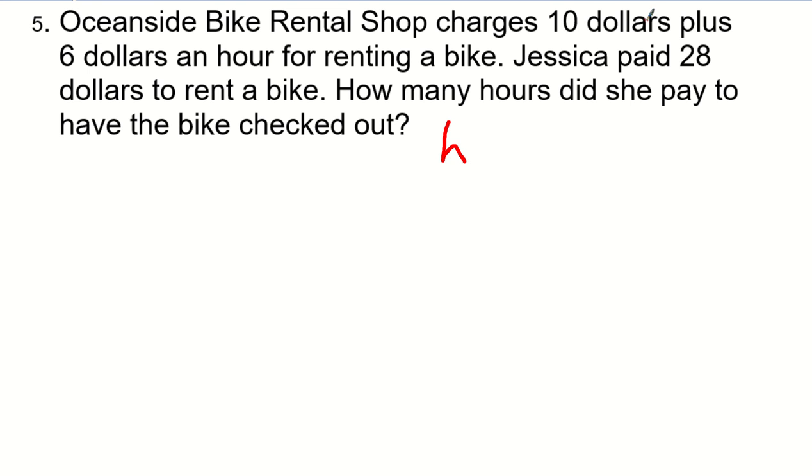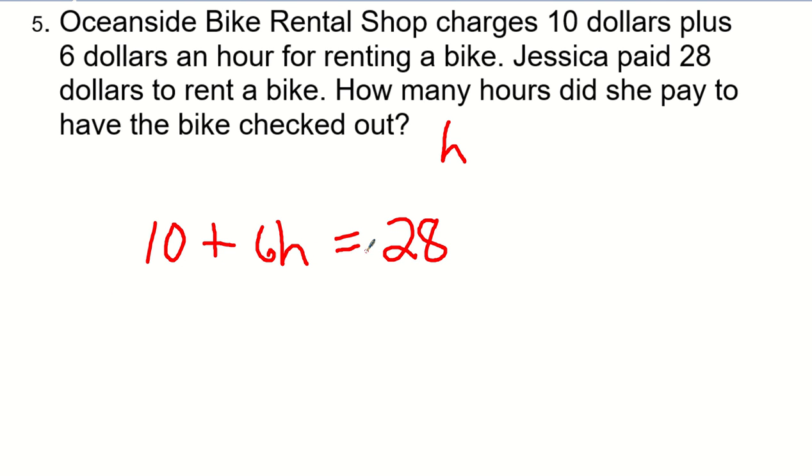So if there's $10, a flat fee no matter what, plus $6 an hour, that means we can add 10 plus 6 times h. If it's $6 per hour and there's h hours, we're going to multiply 6 and h. And when we add those two quantities together, that's going to be your total charge, your total amount paid, which in this case is 28. So here's your equation, and now you can just solve this for h, get h by itself.